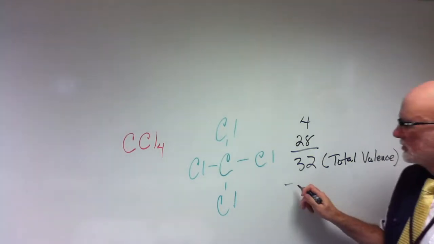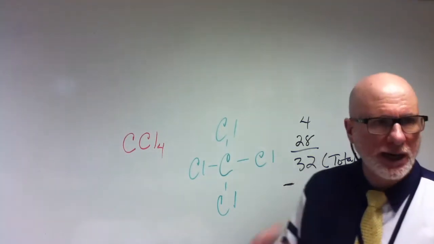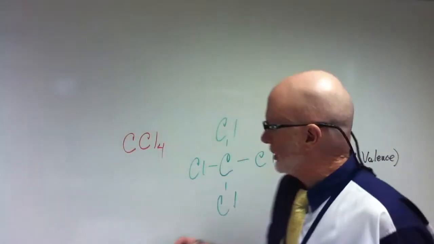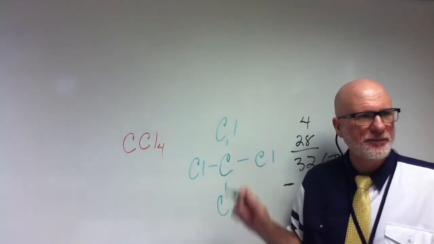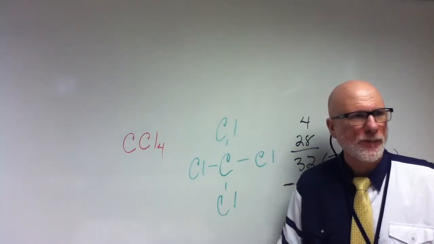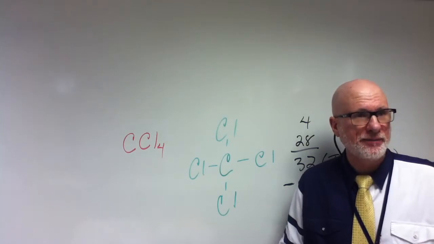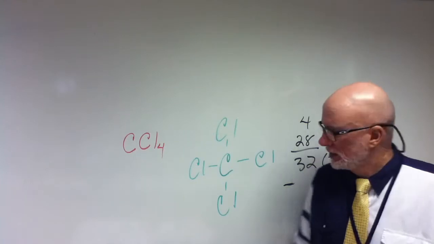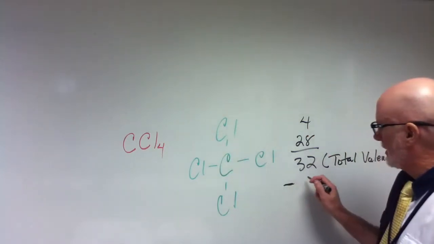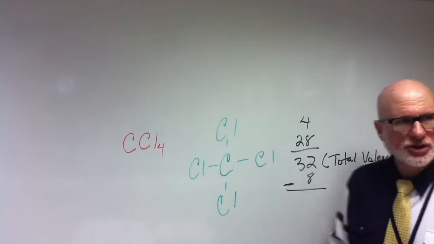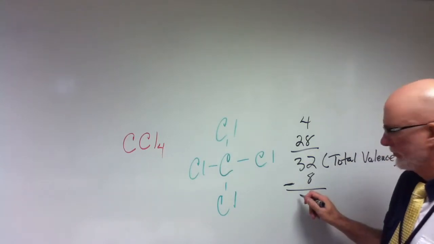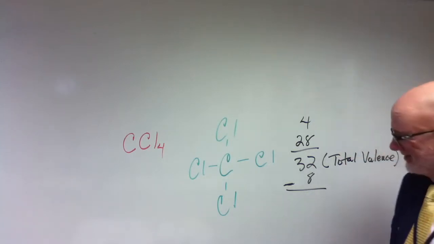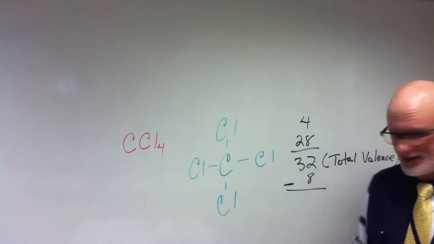Okay, total valence. Now we're going to subtract from it. When we use an electron, we're going to subtract from the total. Now, what do those dashes mean? Bonded electrons, right? How many electrons are in each dash? 2. So 2, 4, 6, 8. Minus 8. What's 32 minus 8? It's 24. Z-Man, you had to think about that?